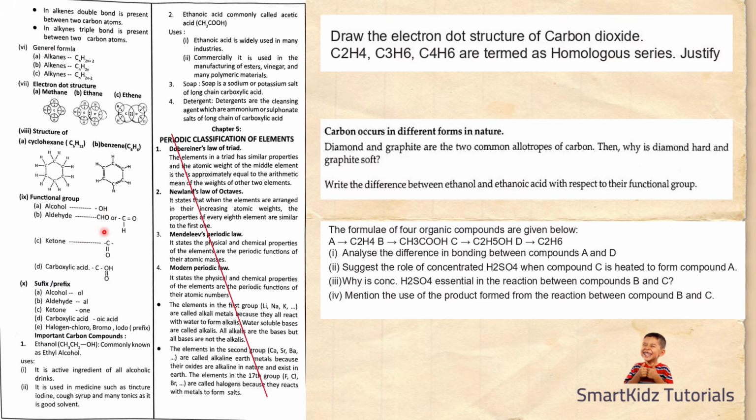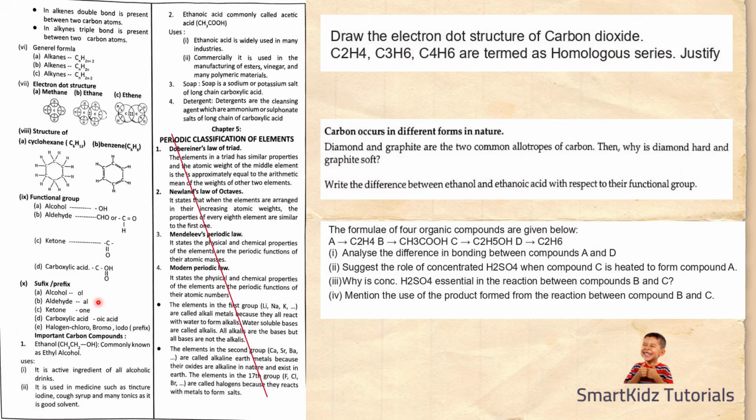Alcohol is OH, that means hydroxyl. Aldehyde is CHO. Ketone is CO. Carboxylic acid is COOH. Then the suffix and prefix: for alcohol we have ol. So ethane and alcohol give us ethanol. Basically, it means that when the alcohol functional group replaces one hydrogen in ethane, we get ethanol.